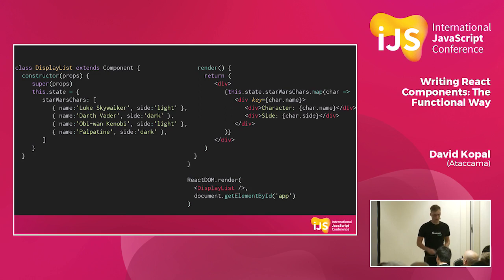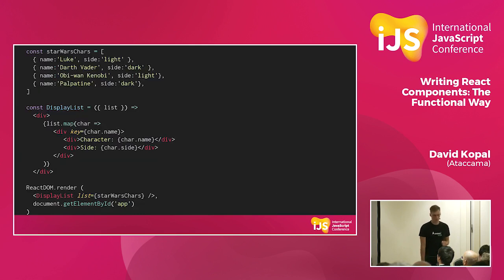Now let's take a look at some examples. Here we have a display list class component. You can see we have a state and render function. We store a list of Star Wars characters in the state, and then we just display it to the screen, so pretty simple. Let's take a look at its functional version.